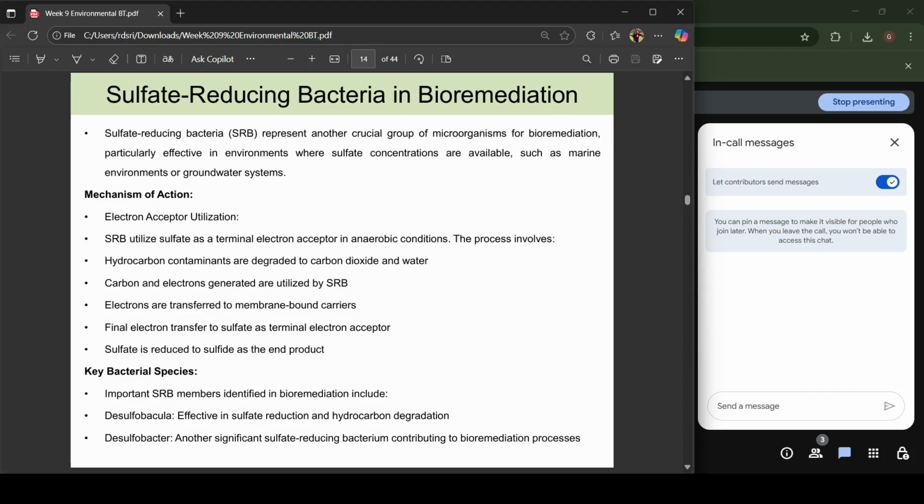Some of the key bacterial species in the sulfate-reducing bacteria group include Desulfobacula. It is effective in sulfate reduction as well as hydrocarbon degradation. And the next one is Desulfobacter.